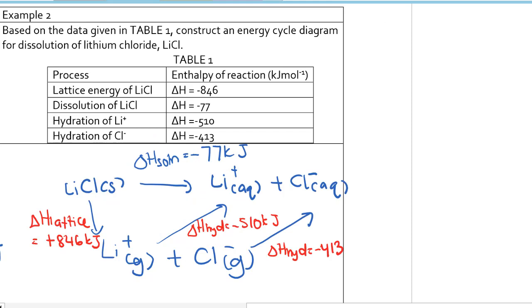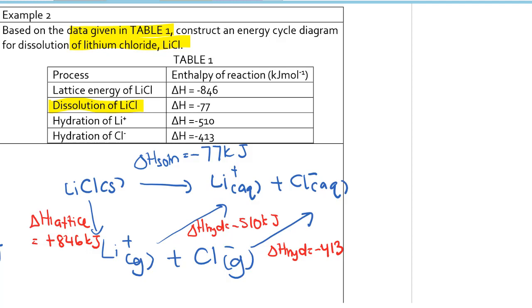For example 2, based on the data given in table 1, construct an energy cycle diagram for the dissolution of lithium chloride. You only need to construct it, based on the data given for dissolution of LiCl, lithium chloride.